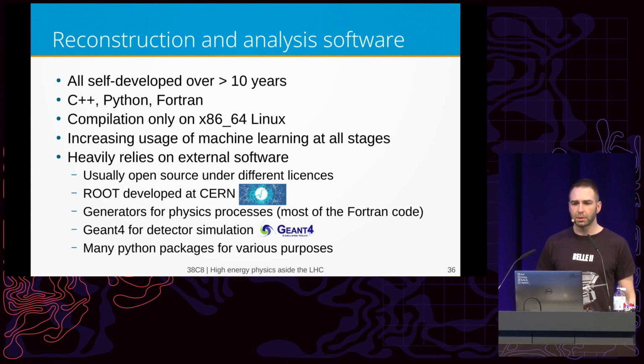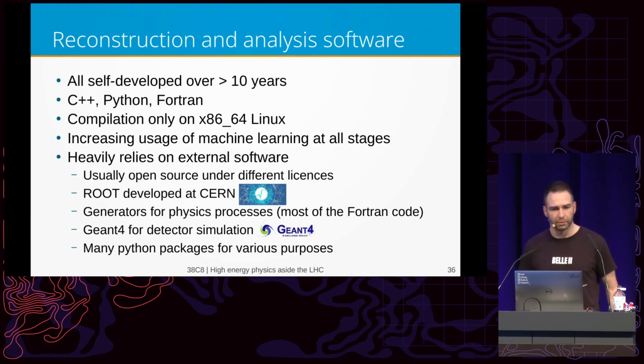In the case of Belle II, this software has been developed over more than 10 years. It's done mostly in C++ and Python, also some Fortran. So far, it only works with x86 processors. At all stages, we are increasing the use of machine learning in the reconstruction, but also later on in the analysis. But we also rely heavily on external software, usually open source, but under very different licenses, which often contradict each other. So, yeah, you can use our code, but you cannot modify it, or you can, but whatever.